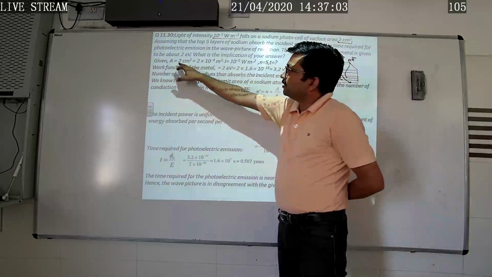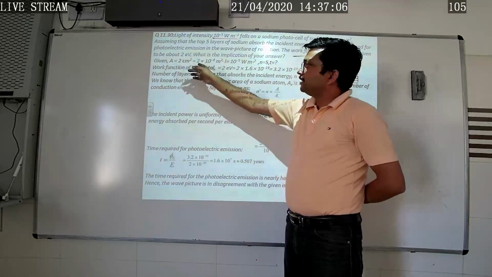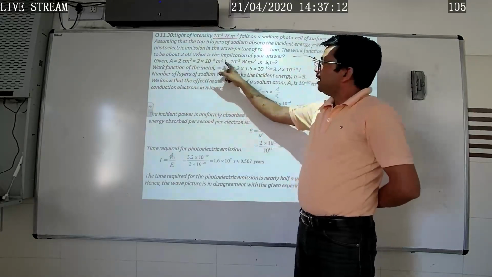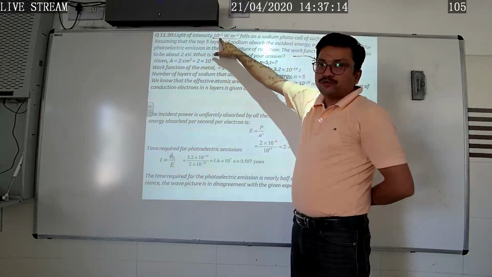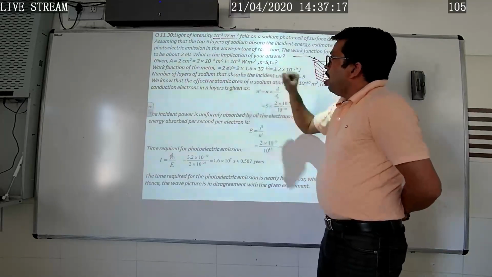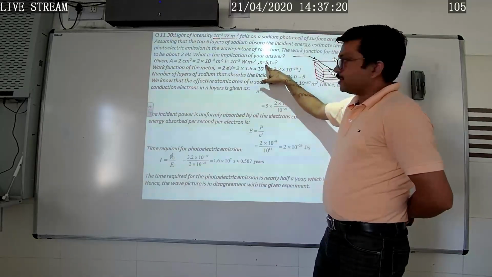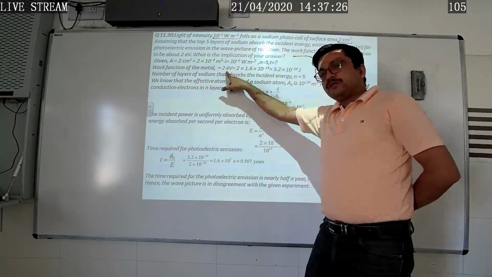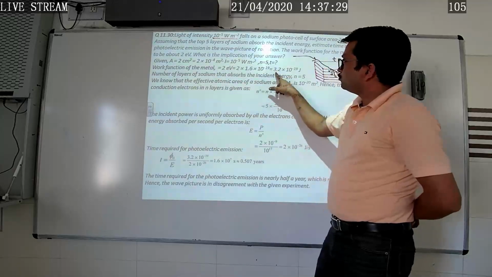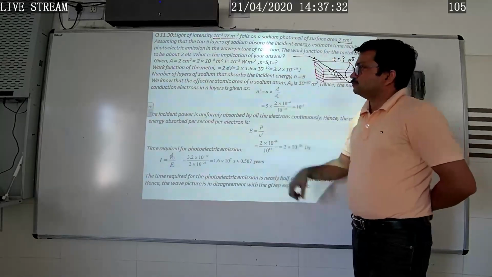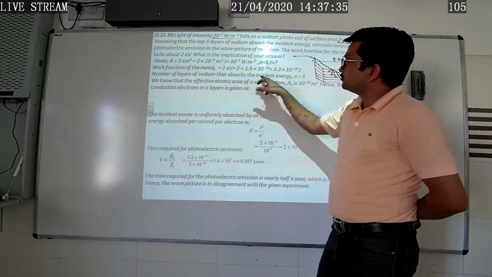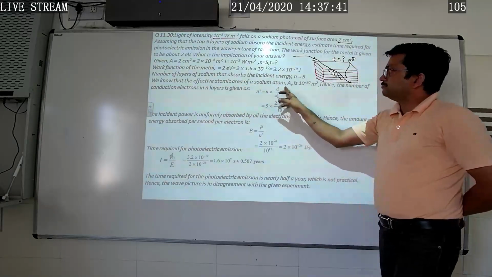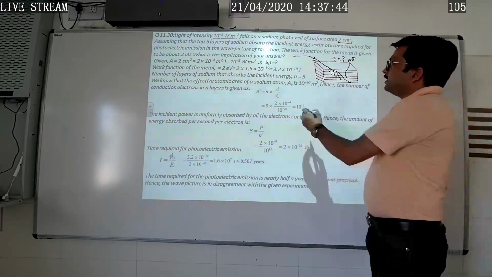So here the data which we are given: area 2 centimeters square, converting it into SI units, centimeter square will be converted to 10⁻⁴ meter square. Intensity 10⁻⁵ watt per meter square. Further, number of layers 5, time required we want to calculate. Work function is given to us as 2 electron volt. Converting it in terms of joule, we get 3.2 into 10⁻¹⁹ joule. Number of layers of sodium that absorb the incident energy is 5. As we know, the effective atomic area of the sodium atom is given to be 10⁻²⁰ meter square.